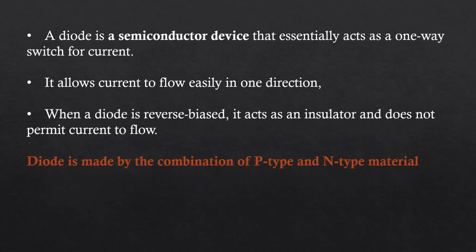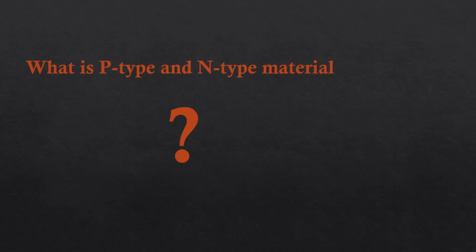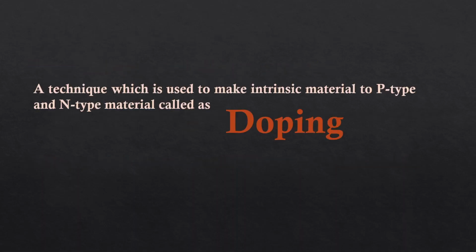A diode is made by the combination of p-type and n-type material. So what are p-type and n-type materials? It's an important part. The technique used to make an intrinsic material into p-type and n-type material is called doping. So we are going to make an intrinsic material into p-type and n-type material, and the technique I am going to use is called doping.